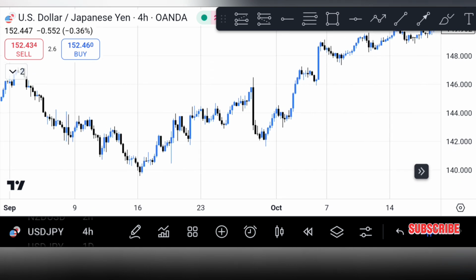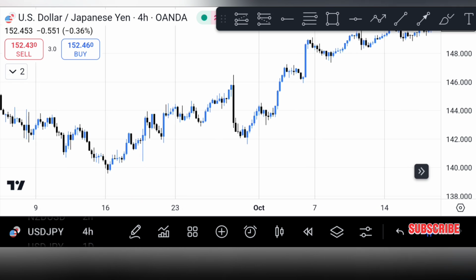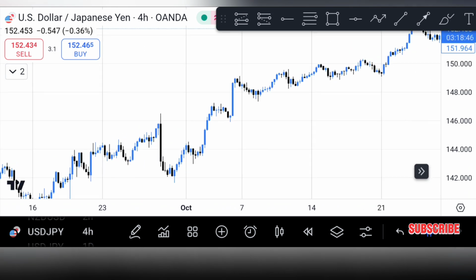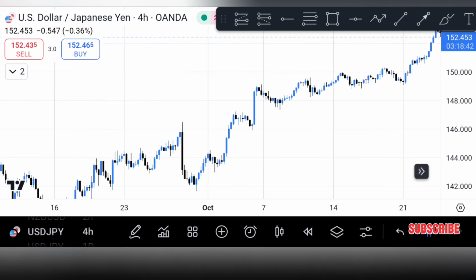So I'm going to show you the areas where price is likely to stop hunt people, and also move on in the direction the trade wants to go, and how to trade along them.